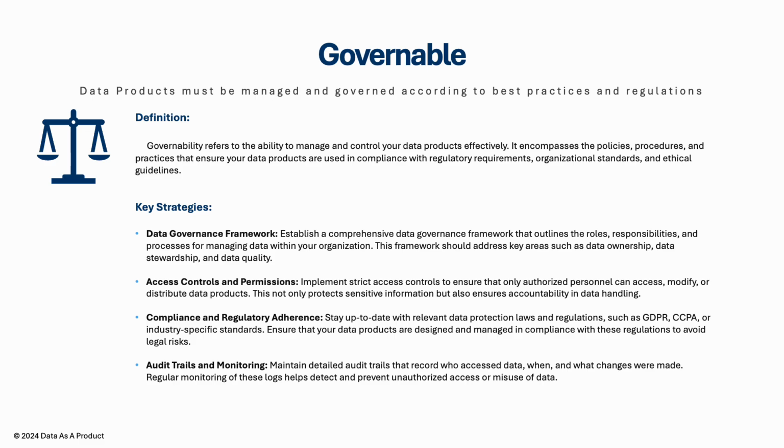You do this by ensuring that your data products are governable and you safeguard against risks, promote ethical use, and ensure that data serves its intended purpose effectively and responsibly. Now we'll discuss the fifth and final core value, ethical. But once again, take a moment to reflect on how you can strengthen the governance of your data products within your organization.